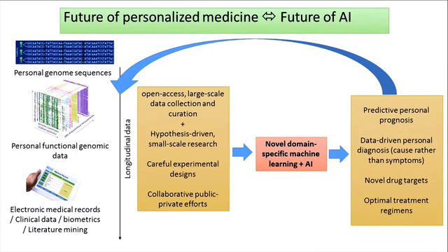So I'll just stop there and say that I think it's pretty clear that the future of medicine, personalized medicine, is highly interconnected with the future of AI. We're going to have to integrate very large-scale data sets involving personal genomes, large-scale functional genomic data, electronic health records in a longitudinal fashion. And machine learning is going to play a key role in transforming this data into essentially predictive prognostics, diagnostics, novel drug targets, and optimal treatment strategies.